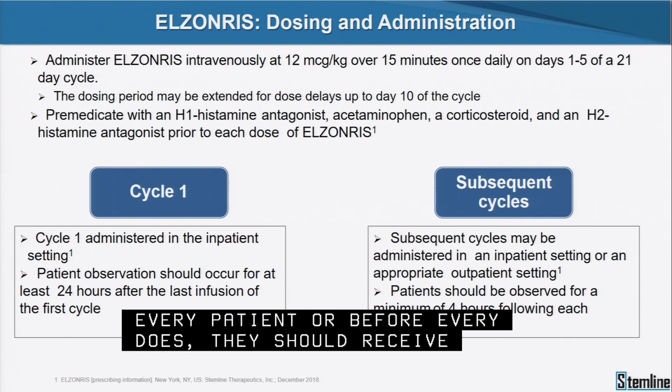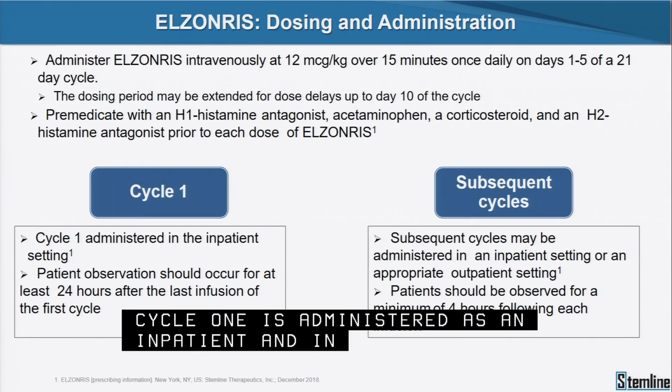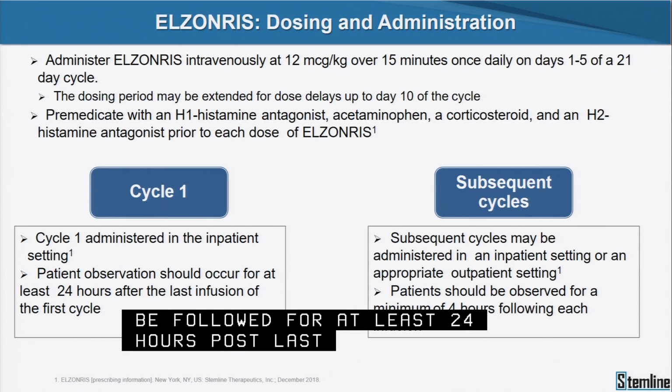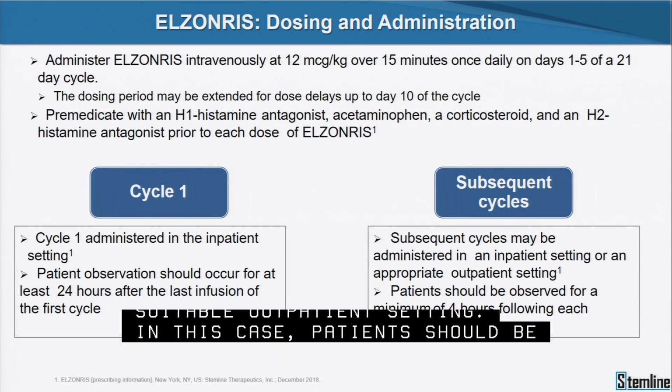Cycle 1 of Elzonris is administered as an inpatient, and patients should be followed for at least 24 hours post last infusion of cycle 1. In subsequent cycles, Elzonris may be infused in the inpatient or suitable outpatient setting. In this case, patients should be observed for at least 4 hours post Elzonris infusion.